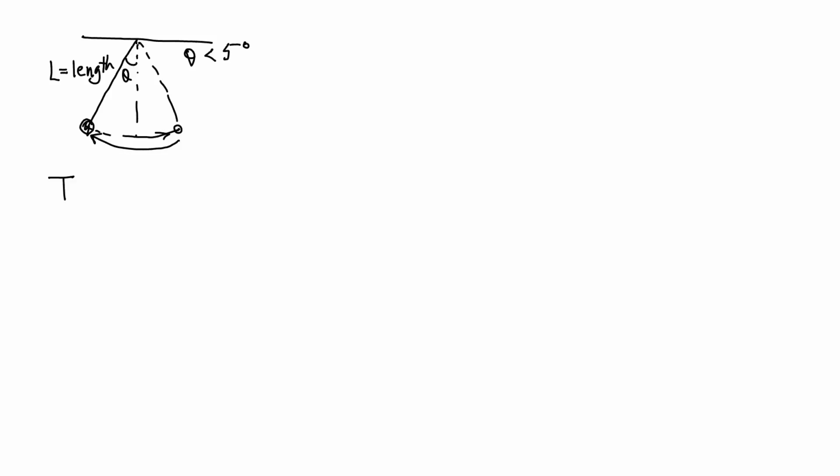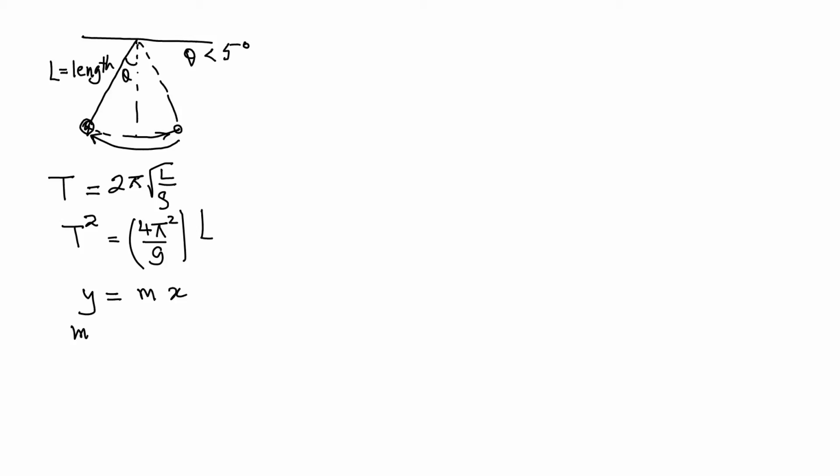The formula for the period is given by T is equal to 2 pi the square root of L over g. If I square this, this becomes T squared is equal to 4 pi squared over g times L. You will notice that this is similar to the equation y is equal to mx. m is the gradient of this line called y equal to mx, which you are familiar with.